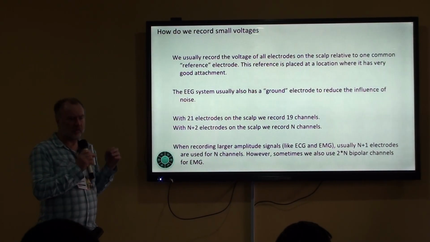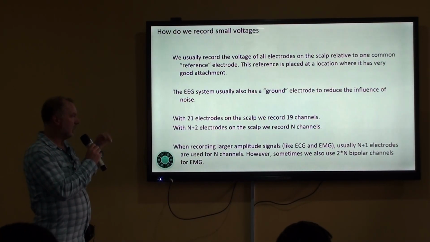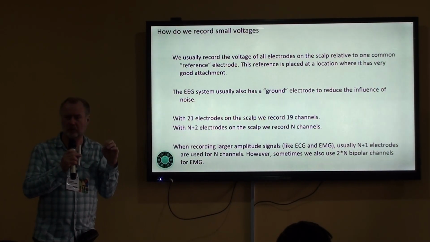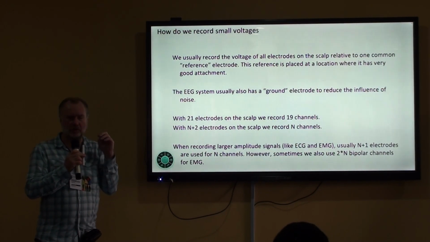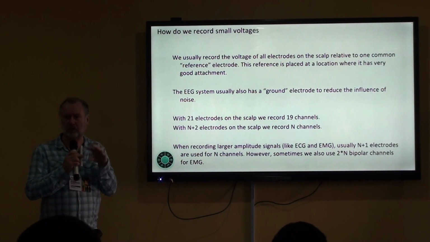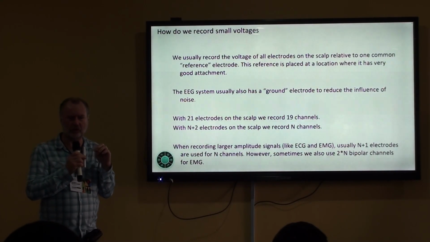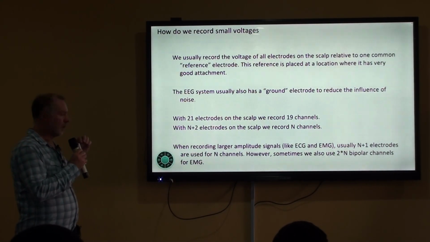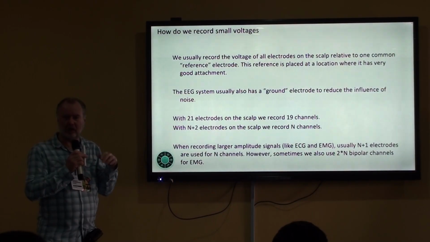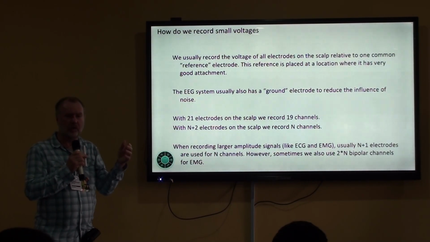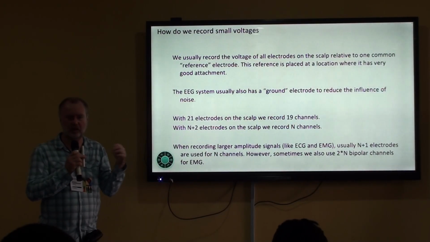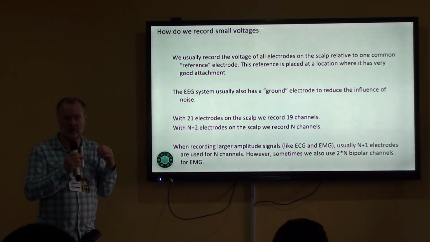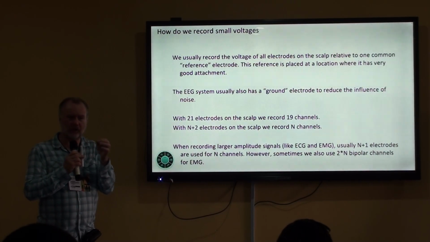An EEG system commonly also has a ground electrode, and the ground electrode is actually not necessary if you have large voltages, but the ground electrode helps to suppress the noise if you're amplifying very small voltages. So that means with a standard clinical system, we would place 21 electrodes on the scalp, but that only gives us 19 channels, because one electrode is the ground, one electrode is the reference.